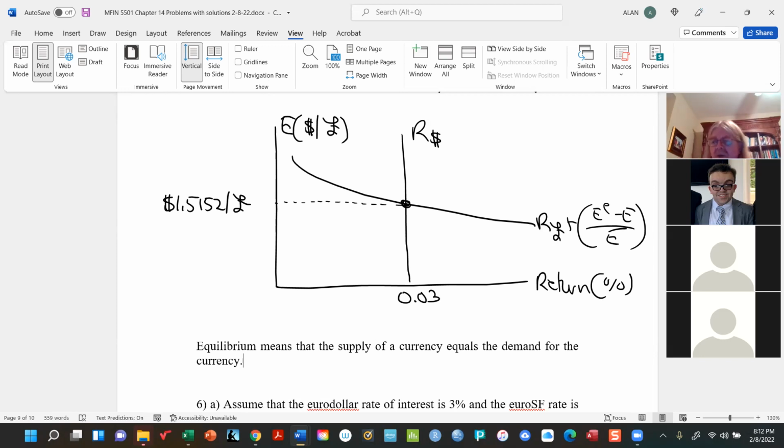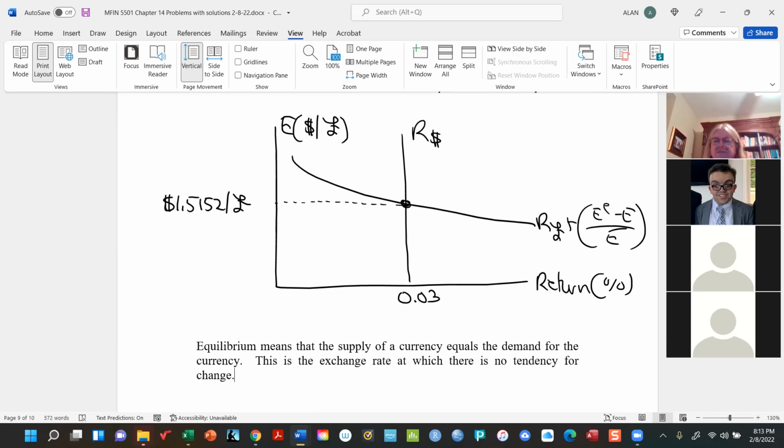The supplies come from those countries' central banks. The demand comes from investors or people who want to do business in those countries. And when there's a balance between the two, we find equilibrium. This is the exchange rate at which there is no tendency for change. In other words, there's no reason for anyone to switch their holdings. Everybody's basically happy right now.